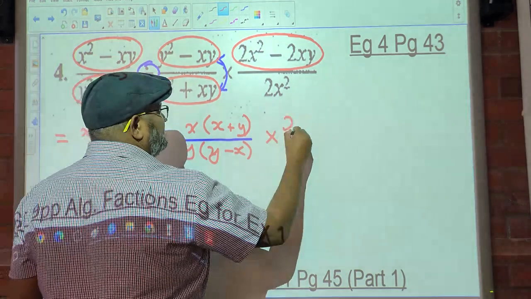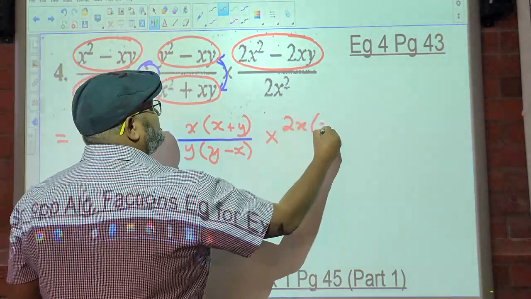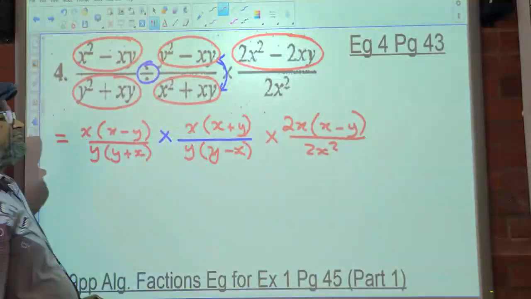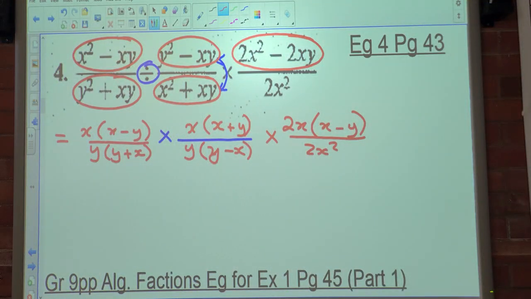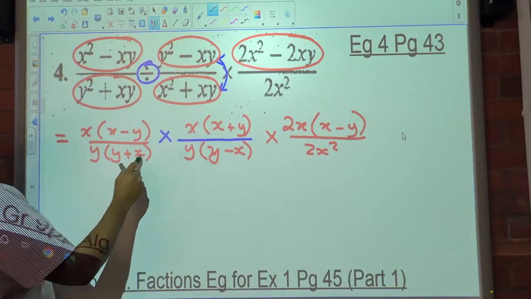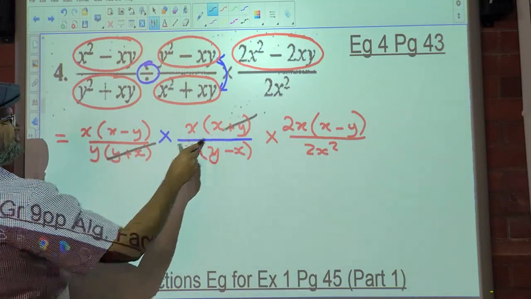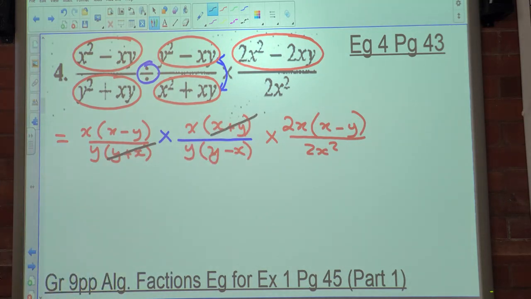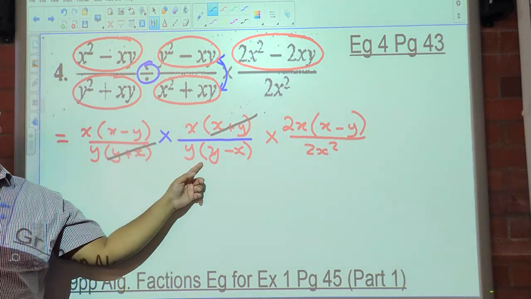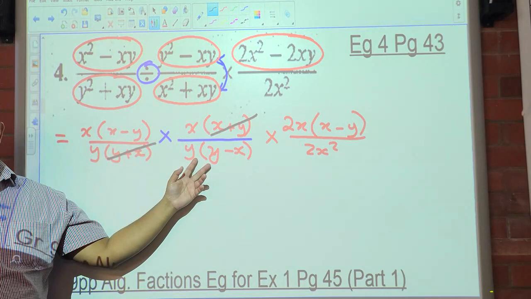So we are left with 2x into x minus y over. Now what? Okay, cancel. So x plus y is the same as y plus x, not so? That cancels. What else can cancel? Okay, is x minus y the same as y minus x? No. The problem. No?